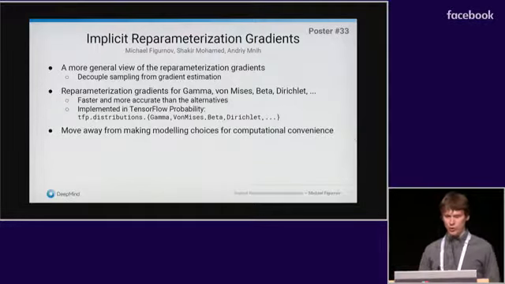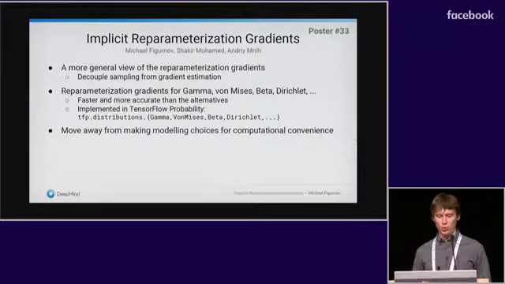So to conclude, we have presented a more general view of reparameterization gradients. Our key insight is that we can decouple sampling from gradient estimation. Using this idea, we propose reparameterization gradients for a number of distributions, including gamma, von Mises, beta, and Dirichlet. Our method is faster and more accurate than the alternatives, and it's also easy to use because it's now implemented in TensorFlow Probability. On a more general note, we hope that this work allows us to move away from making modeling choices for the reasons of computational convenience. Thank you. Our poster is number 33.